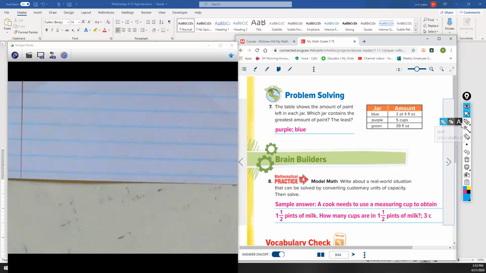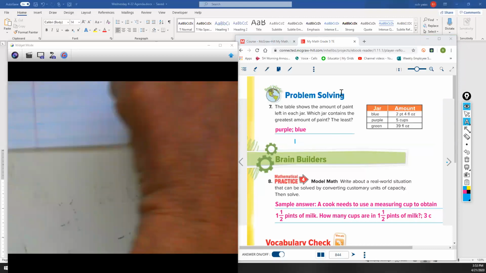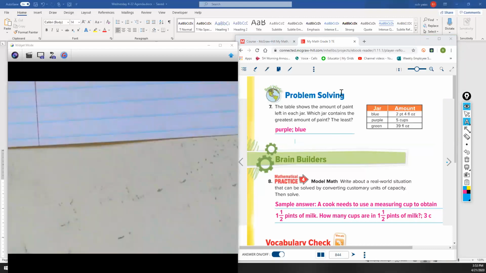What I would prefer that you do here is write an answer sentence, which hopefully most of you did. I would have just said the jar that contains, or even better, you could say the purple jar contains the greatest amount of paint. That's what I always said for this first one right here, that first answer sentence. So I'll put that over here to remind you. That's what I'd like to see.